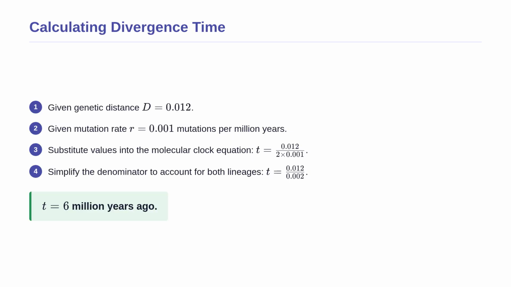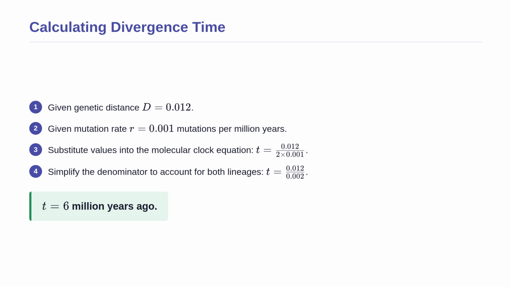Now that we have our formula, let us see this with a concrete example by calculating the human and chimpanzee divergence time. We're given that scientists found a genetic distance of 0.012 between the two species for a specific gene. We are also given that the mutation rate for this gene is 0.001 mutations per million years per lineage. We need to find the time T.